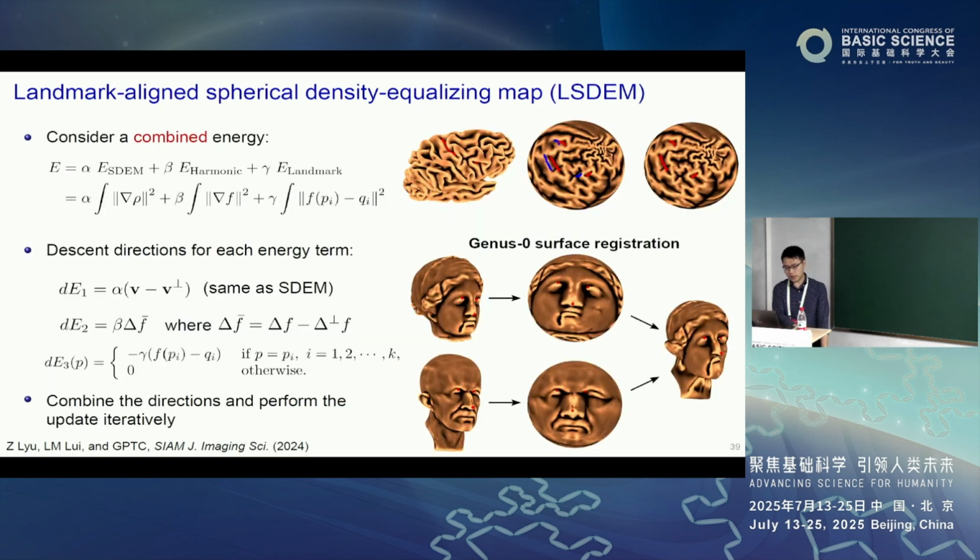And then we can also accommodate landmark constraints as in the previous case. So we can add landmark constraints in solving these combined problems. We can then combine different directions, and then in the iterative schemes, we'll be accommodating all these different harmonic energy or landmark mismatch energy and so on, in order to achieve this landmark-aligned spherical density-equalizing map.